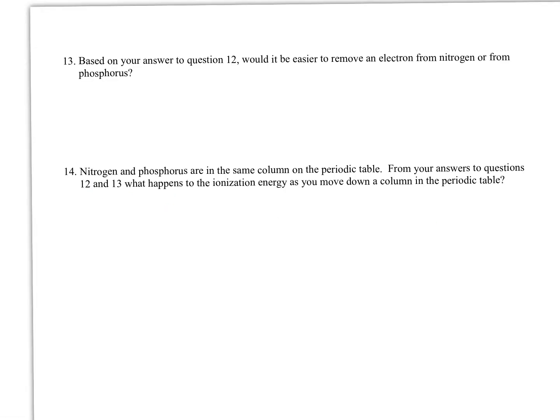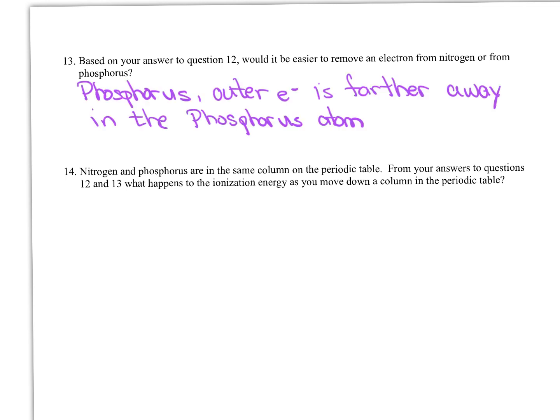So 2 more questions. Question 13. Based on your answer to question 12, would it be easier to remove an electron from nitrogen or from phosphorus? In phosphorus, the outer electron is further away from the nucleus, so it's not feeling as strong a charge. So it'd be easier to remove it from phosphorus. So we could say that it's phosphorus because the outer electron is farther away in the phosphorus atom than in nitrogen.